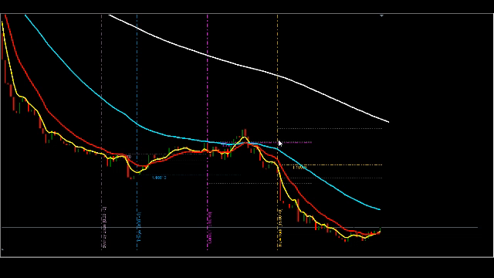These indicators just separate the session times. Don't pay attention to any other indicators on my screen right now other than the session times. Okay, now let me go into the official template.